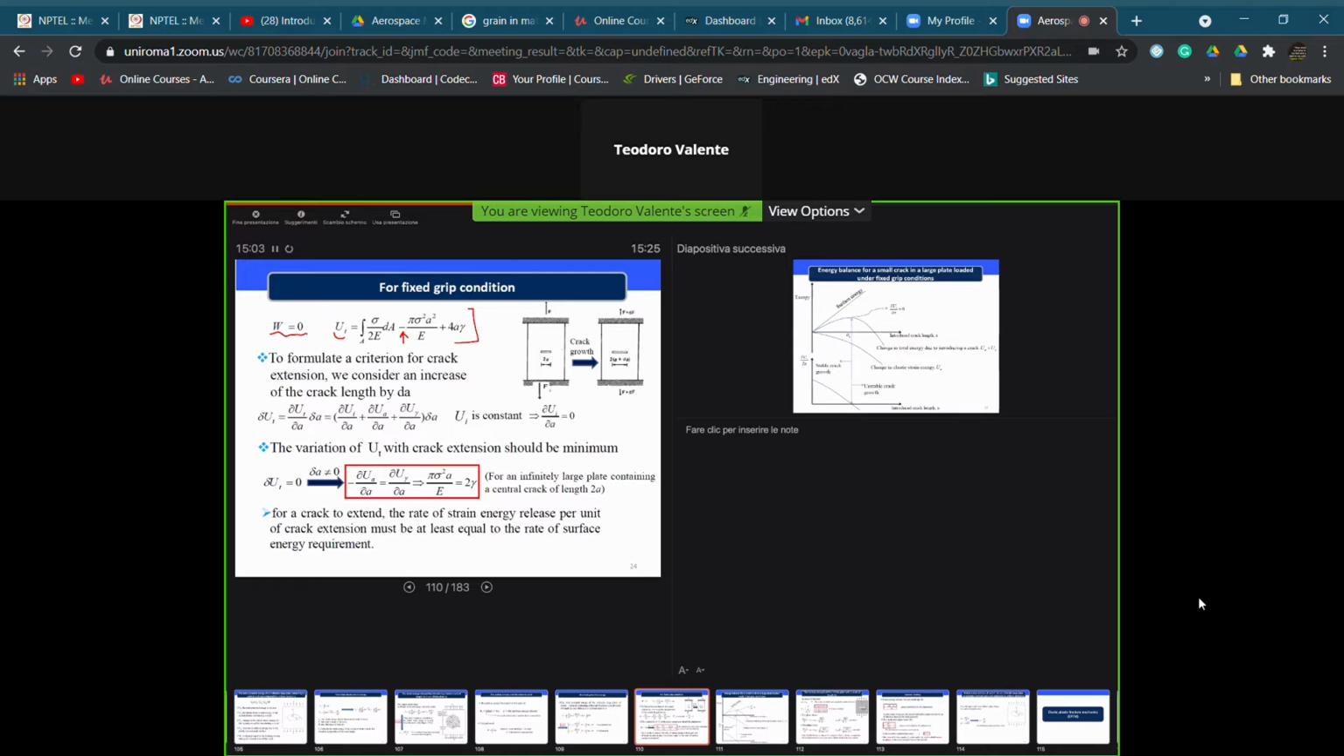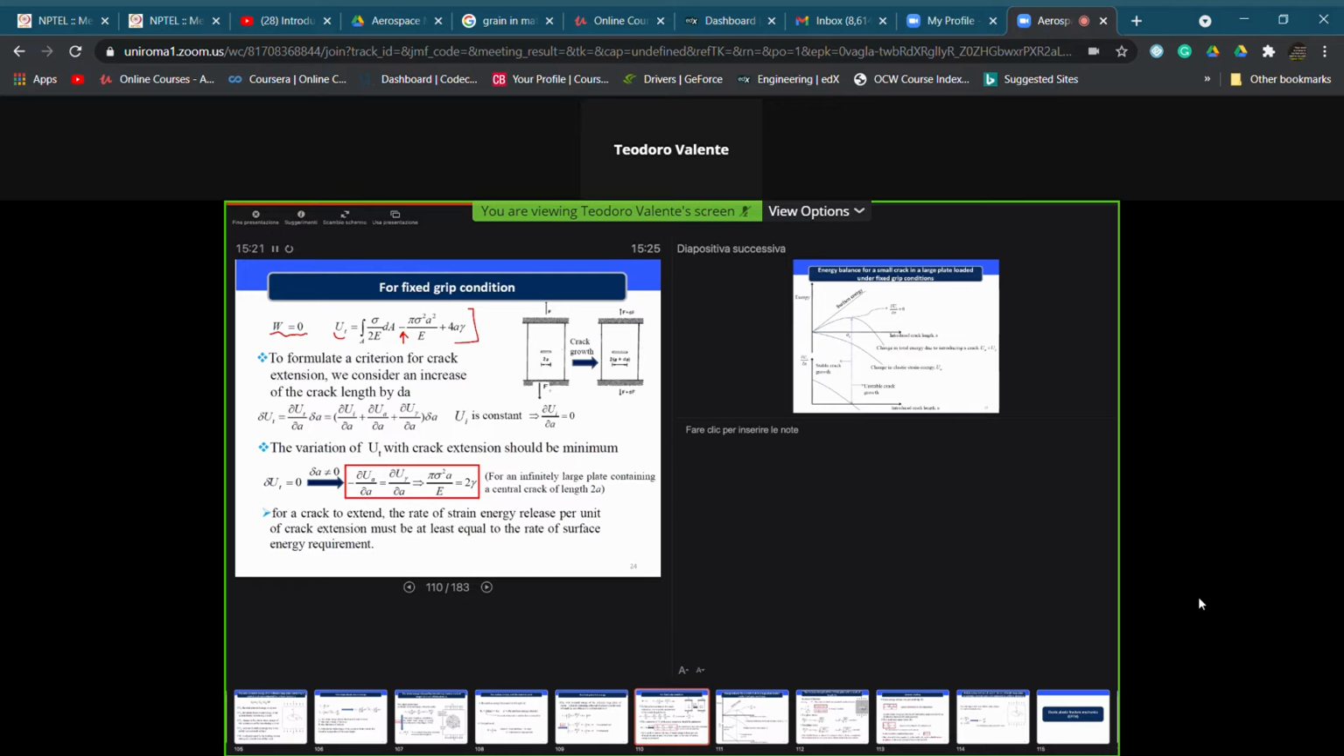And to formulate a criterion for crack extension, we need to be, as we said at the beginning, at the equilibrium point, where the variation of what?